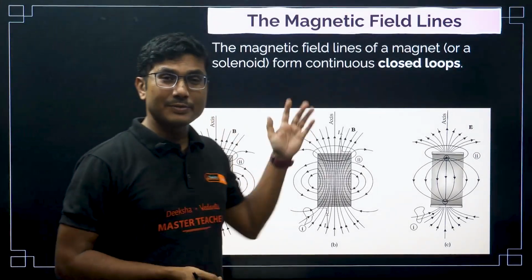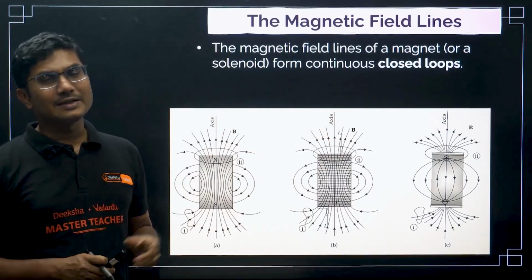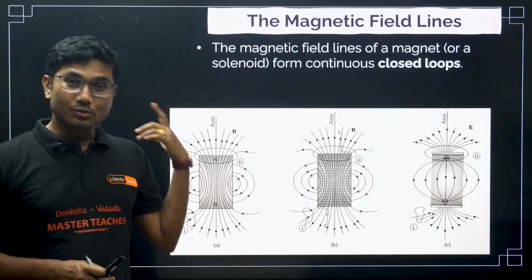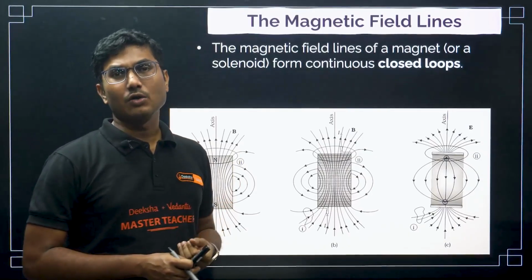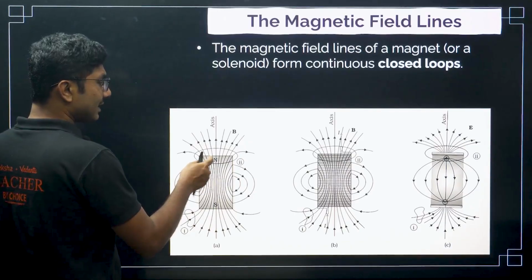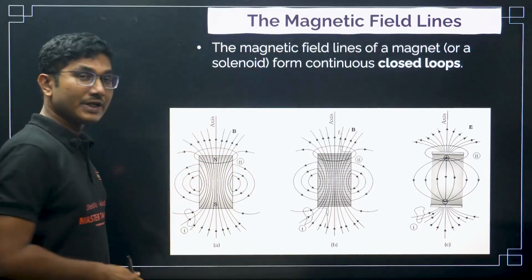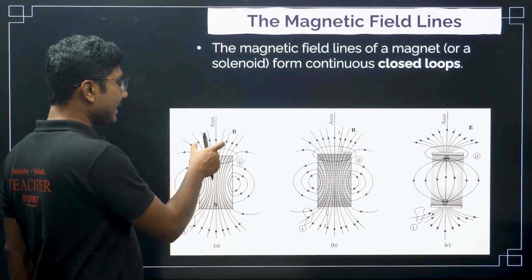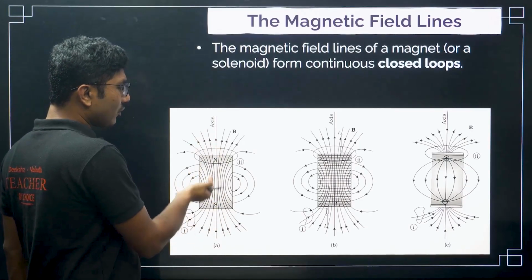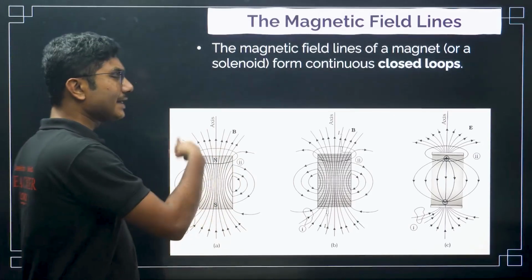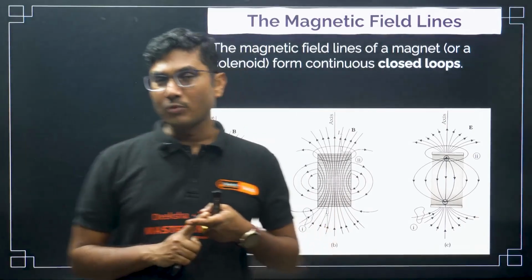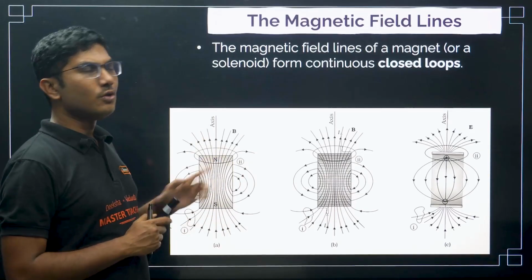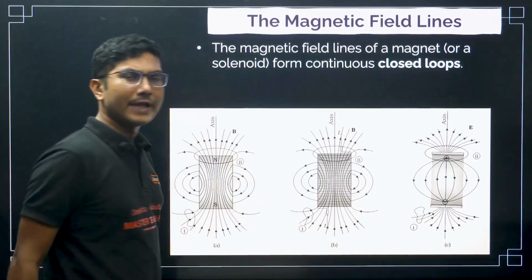So what is the difference between electric field lines and magnetic field lines? Electric field lines do not form closed loops. Magnetic field lines are always closed loops. Why so? Field lines originate from the North Pole and end up in the South Pole outside the magnet, but inside the magnet they go from South Pole to North Pole. Outside the magnet, field lines go from north to south. Inside the magnet, they go from south to north. It will happen every time, right?